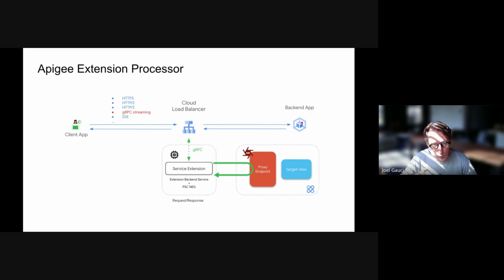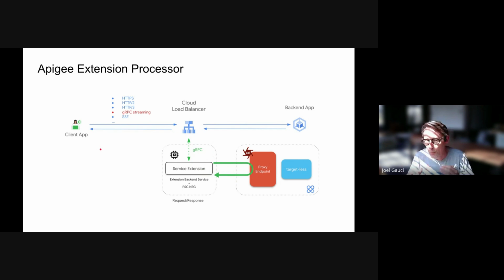The backend application will execute some logic. The response will go through the load balancer, and on the response side, we can go back, if needed, to the API proxy in order to execute some specific type of processing that would need to be applied at the response level. When it is done, then the response can be sent back to the client application.